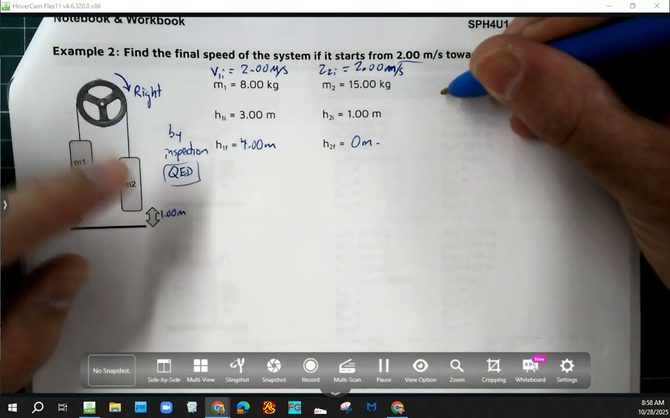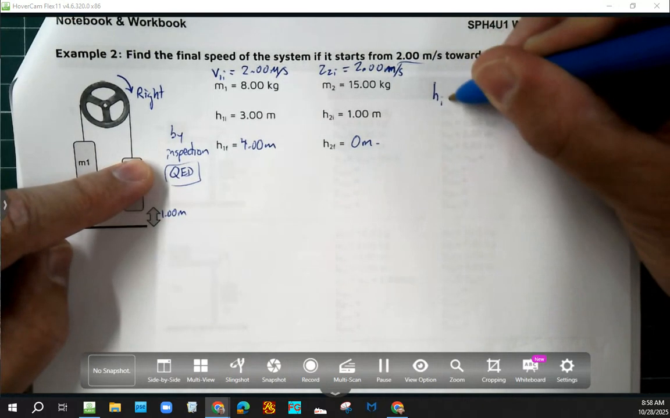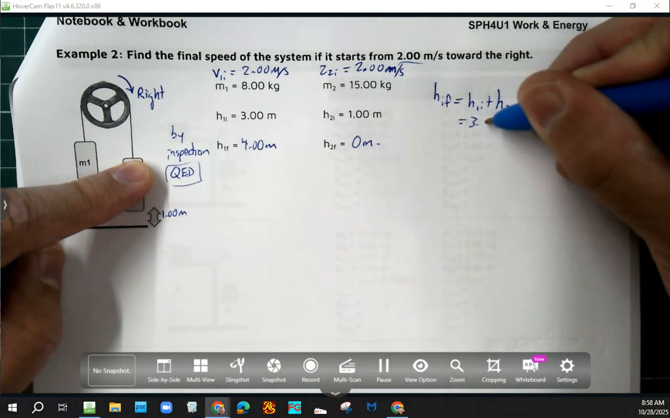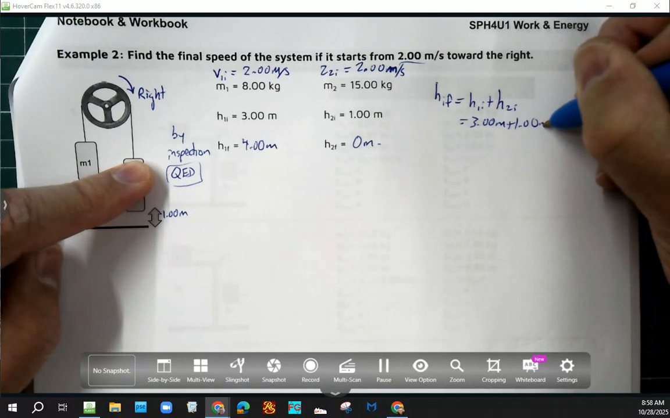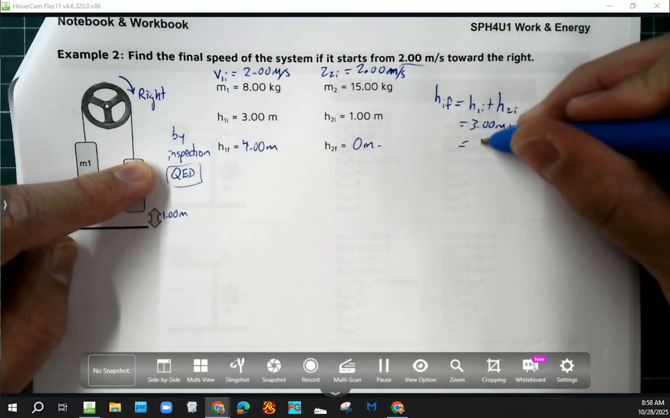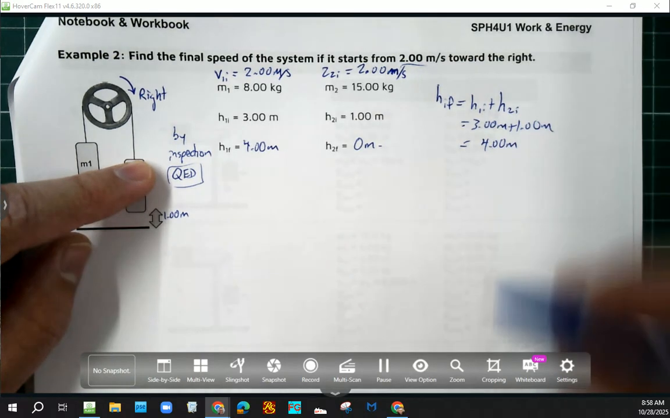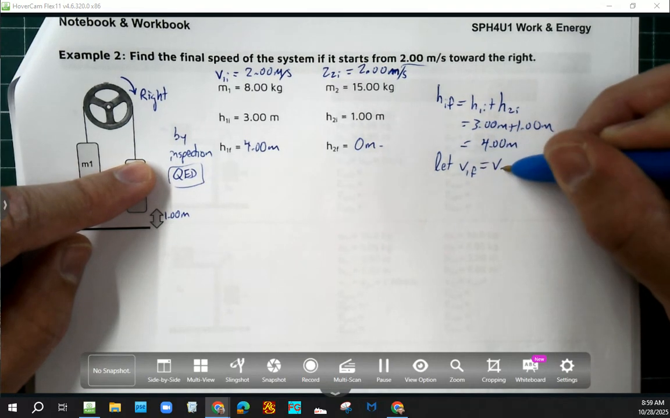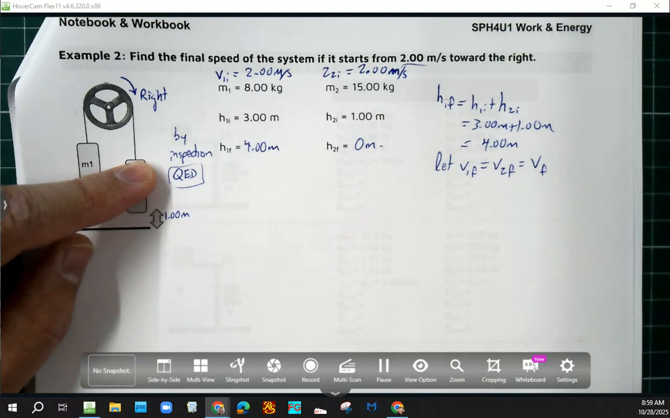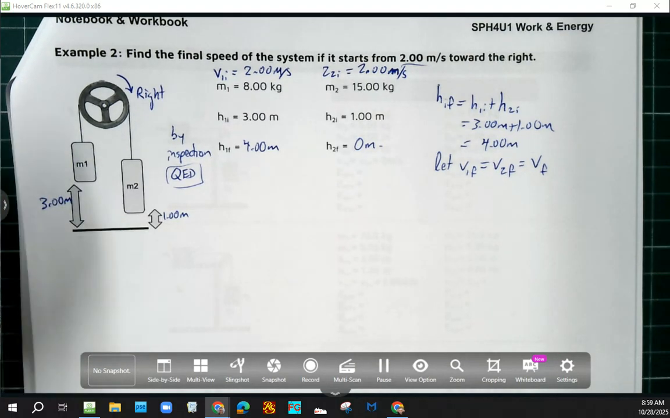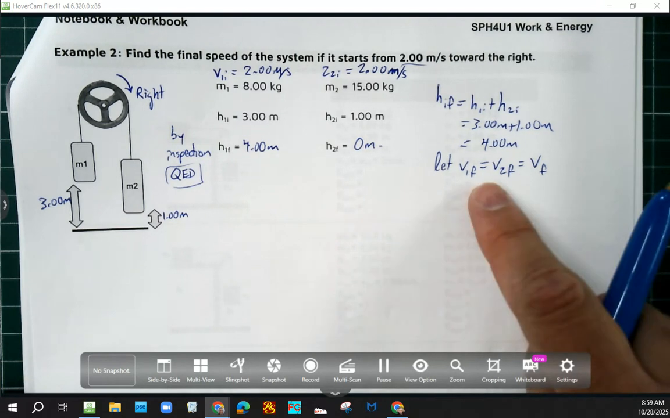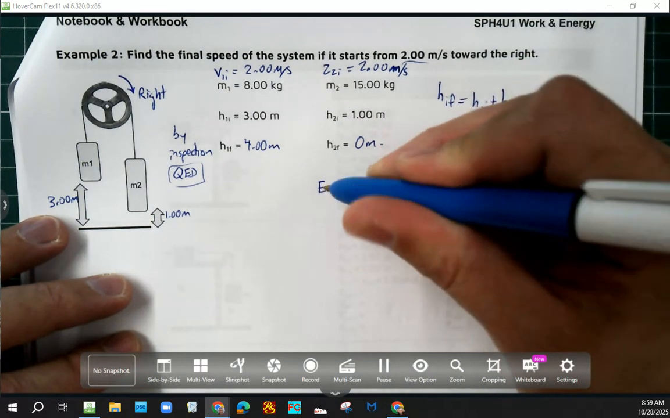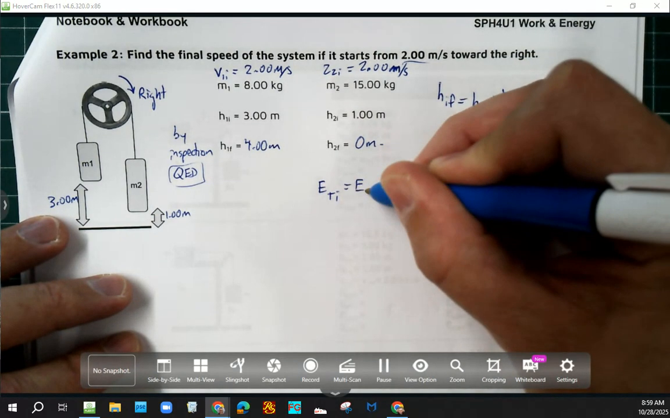If you really wanted to do this thing math-wise, you could say H1 final is equal to H1 initial plus H2 initial. And you could say that's 3.00 meters plus 1.00 meters. So if you don't like QEDs and by inspection type statements, you can just say, okay, there you go, I showed my thinking. And we can also say we're going to let V1 final equal V2 final and just call it V final because it's a rigid system all stuck together, okay? And that's going to simplify our algebra as well. So I want to start off a similar way to the way we've talked about this maybe in the past. We could say E total initial is equal to E total final.